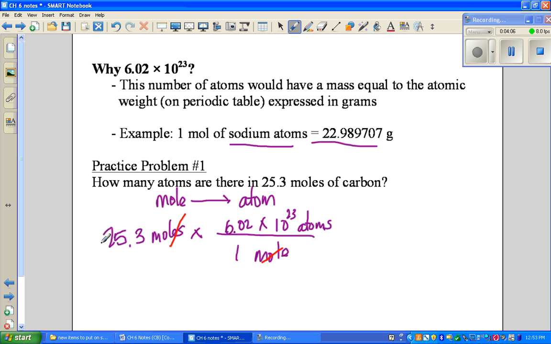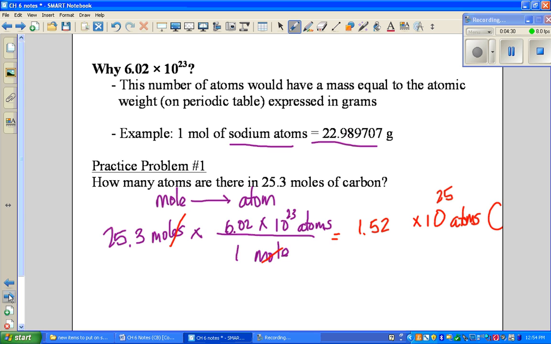So I'm essentially just taking 25.3, multiplying by Avogadro's number, and again, 3 sig figs. So I need my answer in 3 sig figs, 1.52 times 10 to the 25th atoms. And this would be atoms of carbon. Okay, so all we need to do is multiply by Avogadro's number.